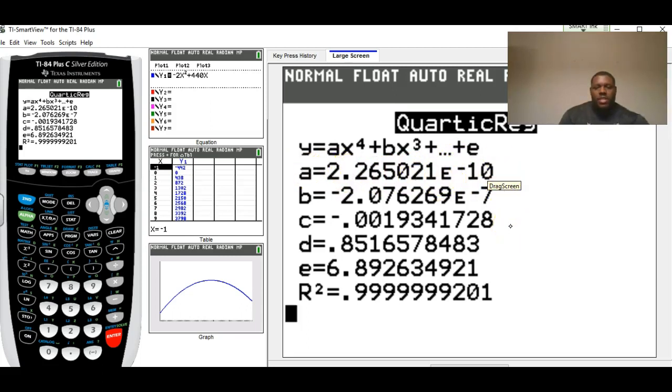So how we would write this down would be like this. We would say a x to the fourth, well, a would be 0. So we would go 0 x to the fourth. See this one, negative 2.076269 e negative 7. Since that's b, instead of b, we're going to put 0 because of this e. So 0x cubed.